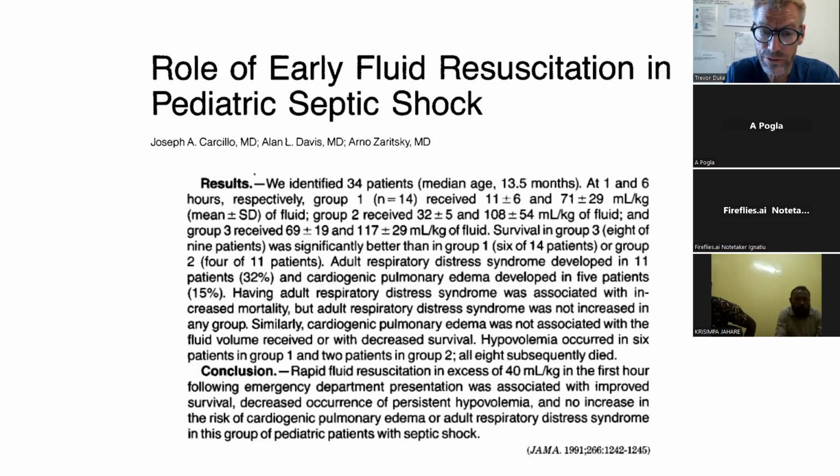In this paper, they identified that children who got more than 20 mils per kilo of fluid, often 40 mils per kilo or even 60 mils per kilo, apparently did better. But this study was done in North America, where they had access to intensive care, mechanical ventilation and other things. If the child got extra fluid on their lungs or developed edema, then that's what they would do.